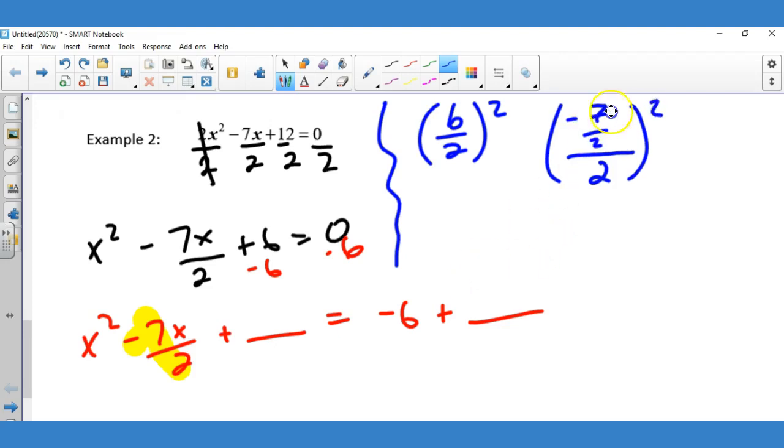Again, this is b. See, b divided by 2, that's 2. Then we got to square it. B divided by 2 squared. Now, you could very well do this in the calculator. You could do this in the calculator. Or I'm going to do it by hand.